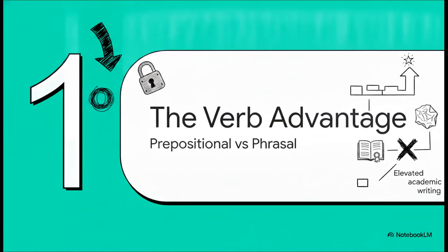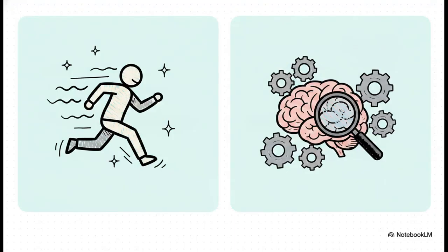Kicking things off with Section 1, the prepositional verb advantage. So why exactly do we need to ditch those familiar, comfortable phrasal verbs when we're writing academic papers? Well, the answer lies in the fundamental difference between how we speak and how we analyze. Phrasal verbs, stuff like go on, get back, or look into, they're great for everyday physical activities and casual conversation. But academic writing rarely focuses on everyday physical actions, right? Instead, it's all about complex ideas and analysis.